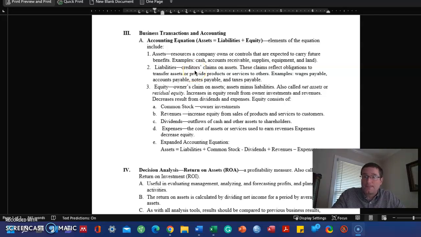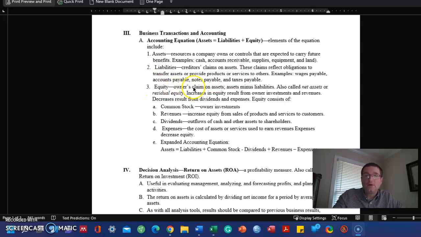Liabilities. It's money we owe. It's also creditors, the people we owe. Creditors are the people we owe. They basically have a claim on the assets of the company. That's why it's an equation, right? Assets equal the total of liabilities and equity. Creditors have a claim on assets. Examples are wages payable, we need to pay our employees. Accounts payable, we owe money. Notes payable, we owe money. Taxes, we owe money to the IRS, the state of South Carolina.